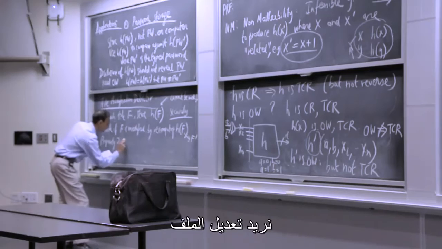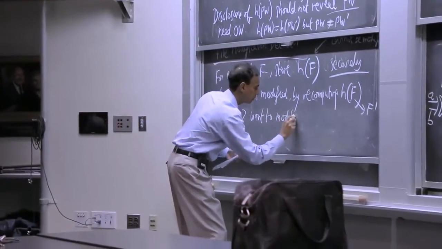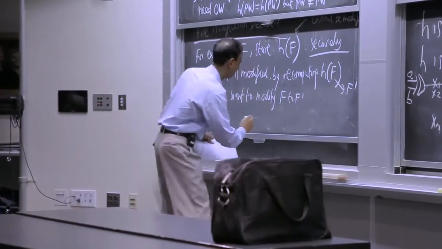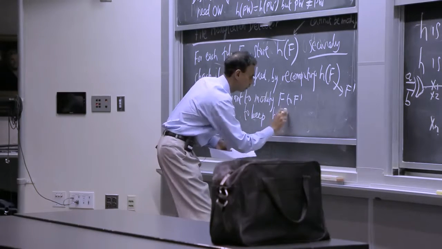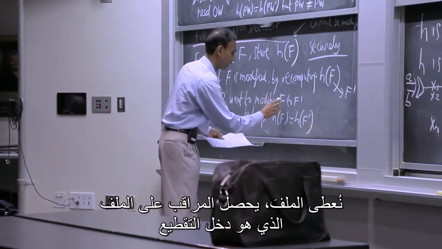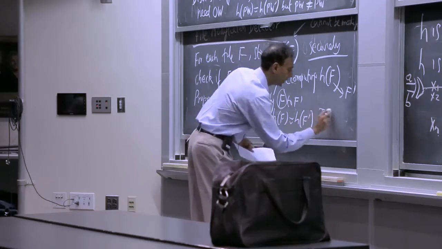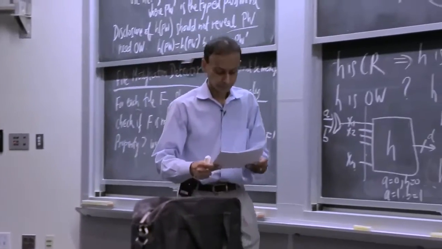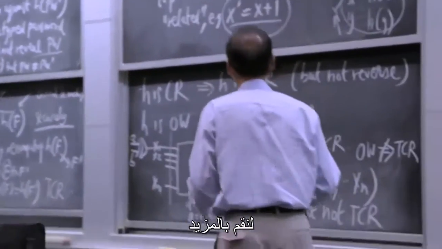So you want to modify the file. So you're given the file, the adversary is given the file, which is the input to the hash, and is going to try and modify the file. All right? So let's do a couple more.